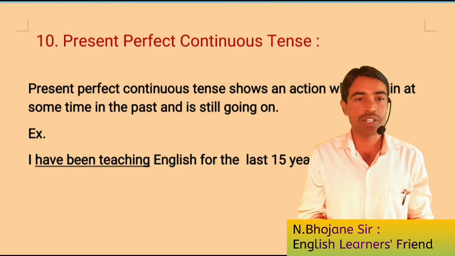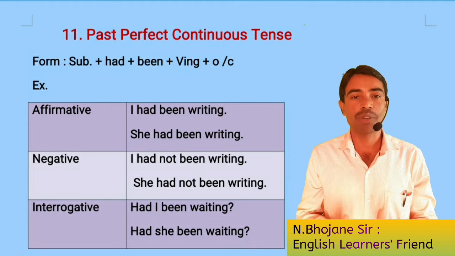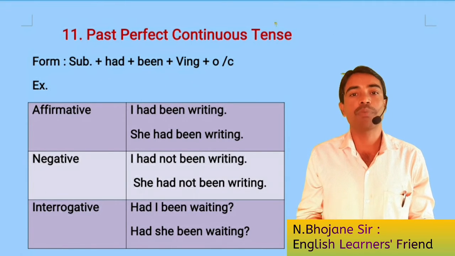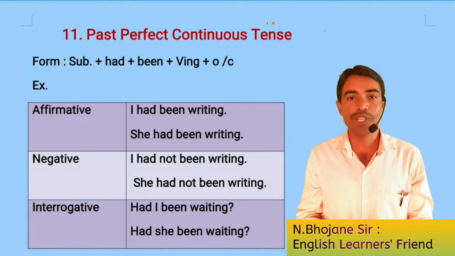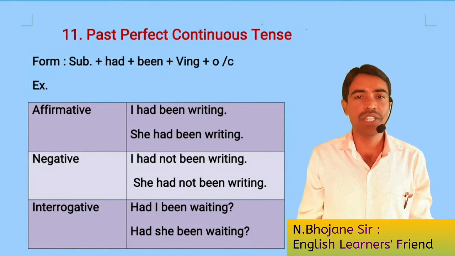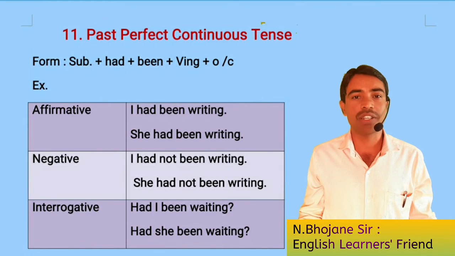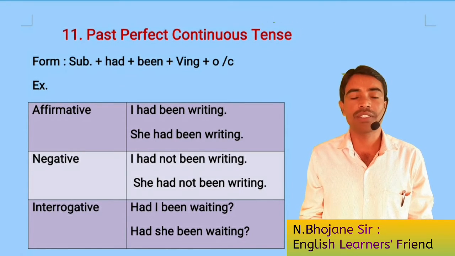Past perfect continuous tense. Look at the form: subject plus had plus been plus verb ing form plus object or complement. Examples: affirmative sentences: I had been writing, she had been writing. Negative: I had not been writing, she had not been writing. Interrogative: had I been writing, had she been writing.